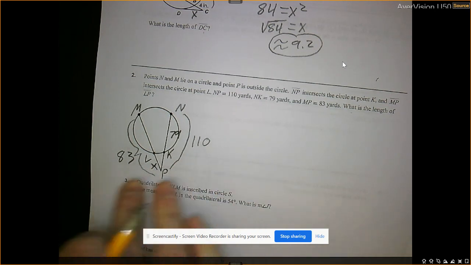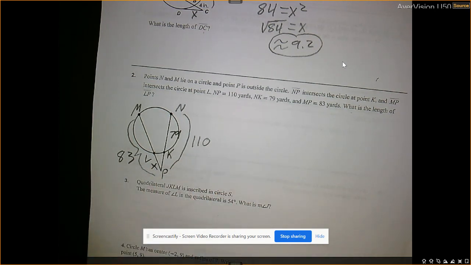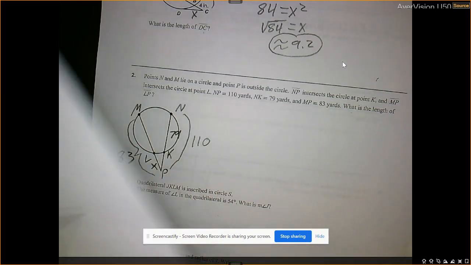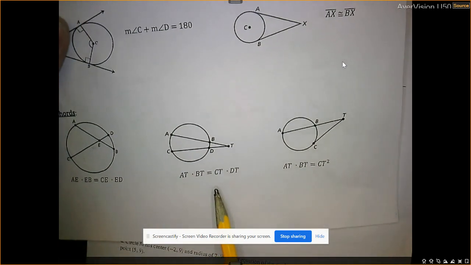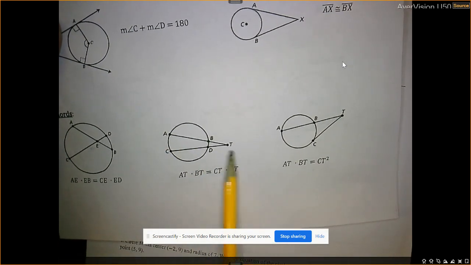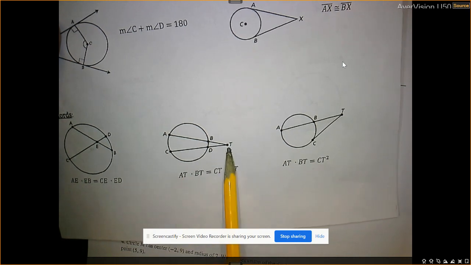Okay, and again, you're looking at your formula sheet now, and you're looking for two secants that intersect outside of the circle, and that is this one down here. And you will see, again, it's whole length times external length equals whole length of this one times external length of that one also.